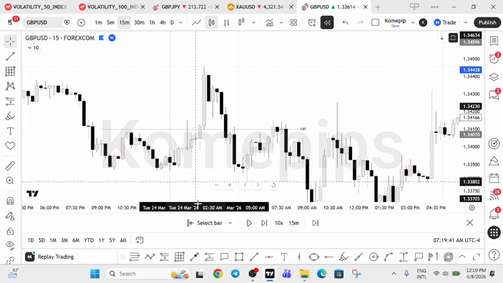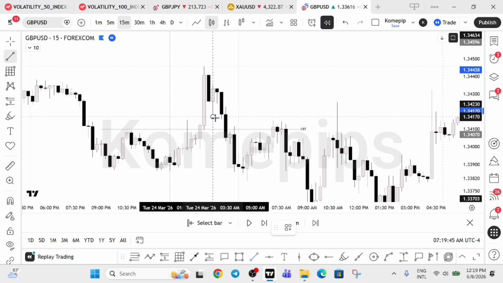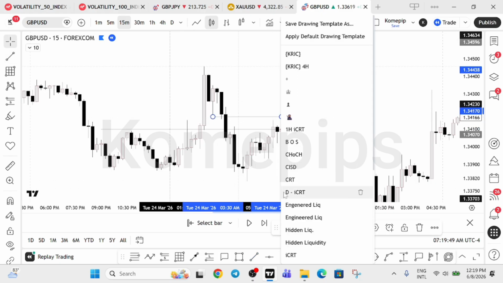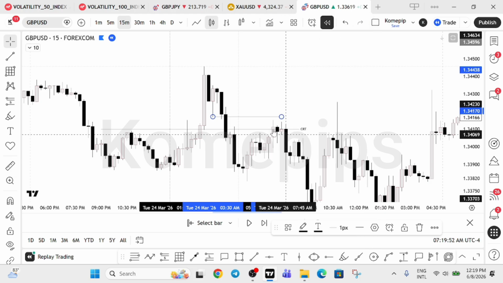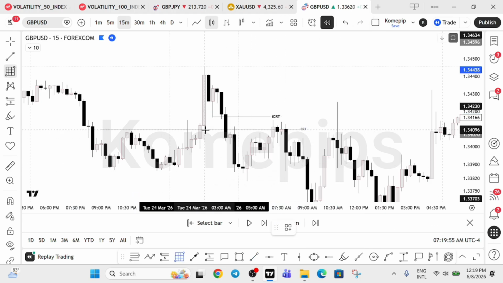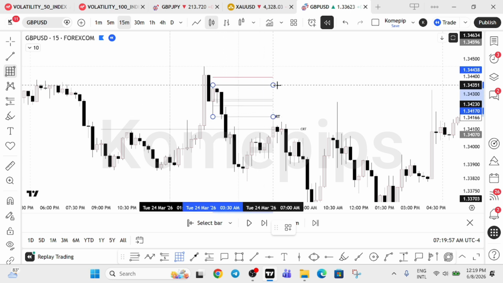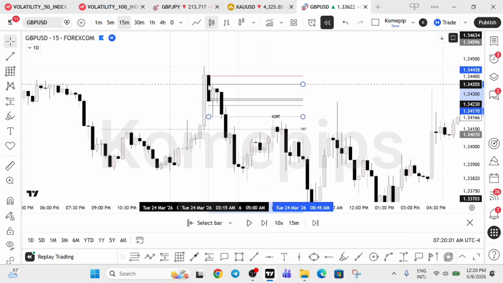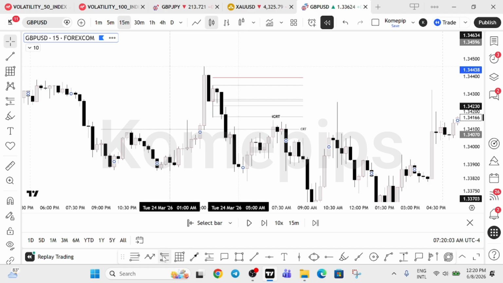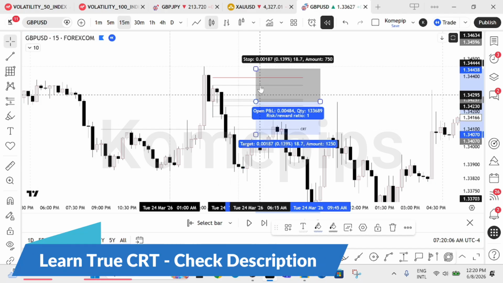Okay, so where is our ICRT? This is our ICRT right there. This one here. This is the Komepips ICRT. Can you see that? Right. So we enter from the 50% of that ICRT. So if we're entering from 50%, that will be somewhere here, right?